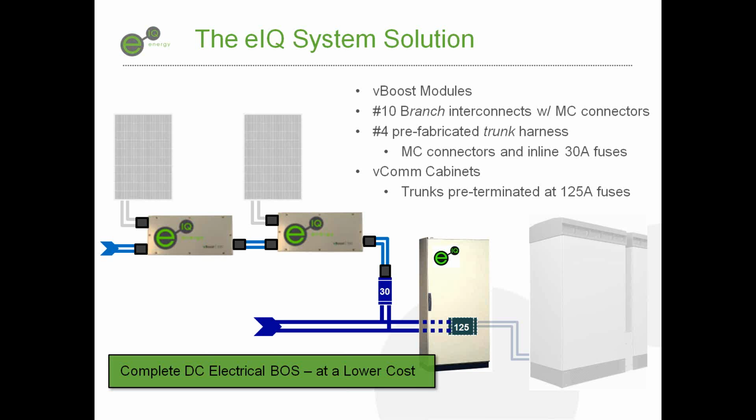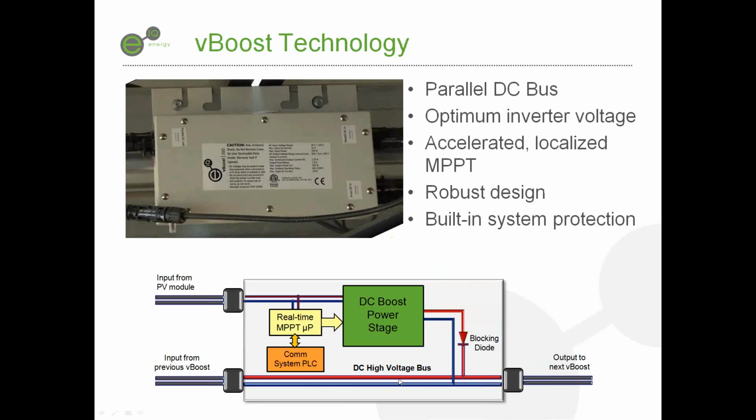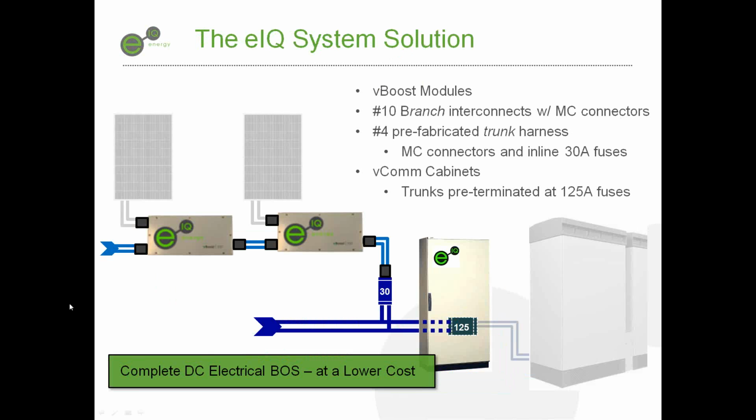So just moving on here, the EIQ solution is providing everything from the back of that module to the inverter. And as you can see in this diagram here, we've got the vBoost units connecting to the modules, and then each vBoost unit connects to the other. And if you remember in the diagram before it, I'll just flip back here real quick, the DC bus goes straight through. So each unit basically forms the bus, the number 10 wire, which we're going to call the branch circuit, going into what we call the trunk circuit, the number 4.